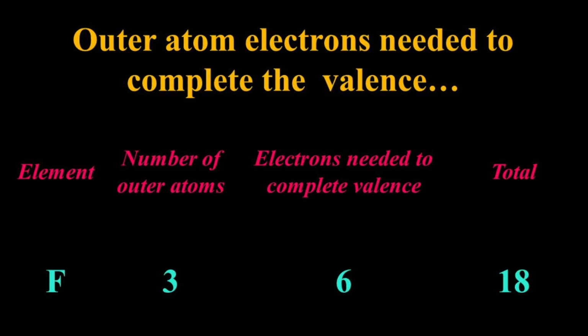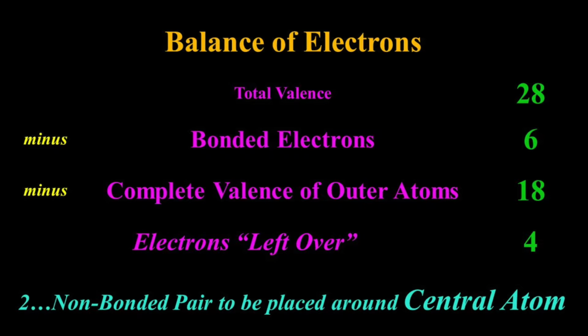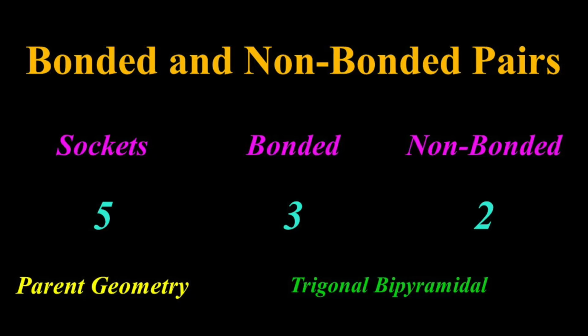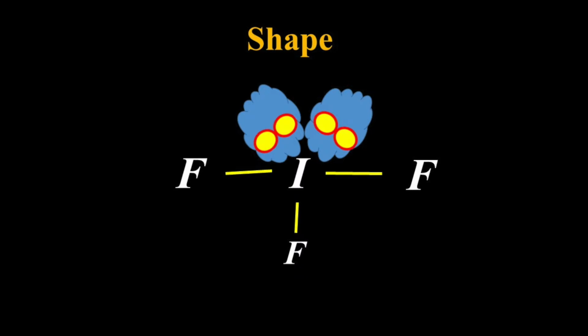And then we will have 3 outer fluorine atoms. Each needs 6 to make 8, so that's 18. So I'm going to subtract 6 and 18 from 28. That gives me 4, or 2 non-bonded pairs to be placed around the central atom. So that's going to give me total sockets of 5, 3 bonded, 2 non-bonded. The parent geometry is going to be trigonal bipyramid, and the shape is going to be T.